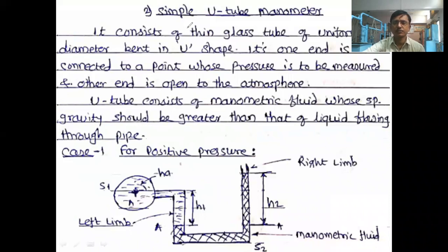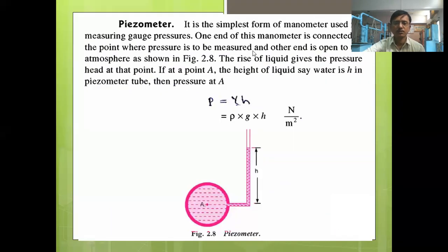In the previous lecture, we saw that there are certain limitations for using the piezometer. What are the limitations of the piezometer? A piezometric tube cannot be used for the measurement of high pressure. If the pressure is very high, we cannot measure it with this, because the liquid may spill out through the piezometric tube.